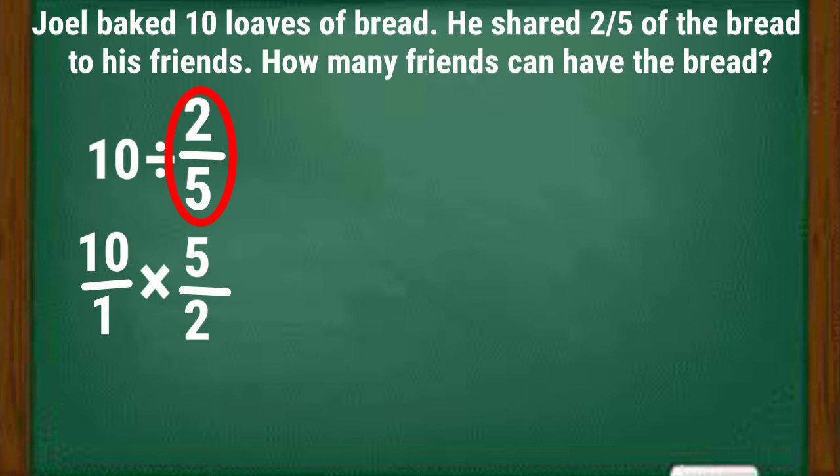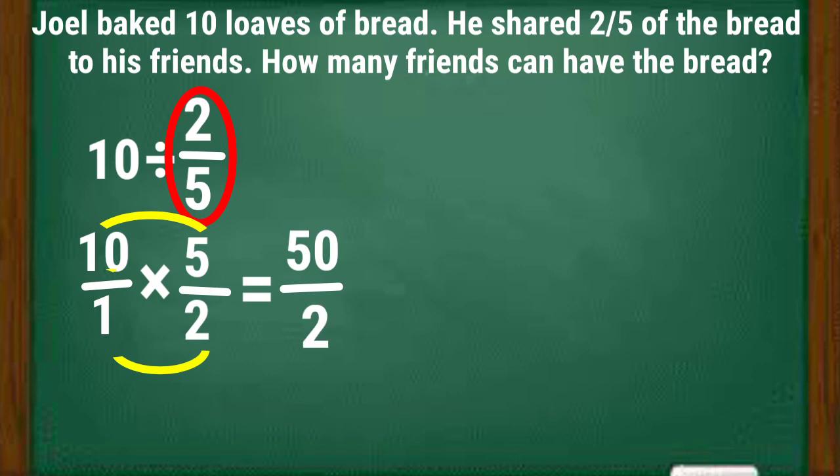What are the steps in multiplying fractions? We have multiply the numerators. The second one is multiply the denominators. So let's have 10 times 5, which are the numerators, so equals 50. 1 times 2, which are denominators, equals 2. So our answer here is 50/2. Is it our final answer?